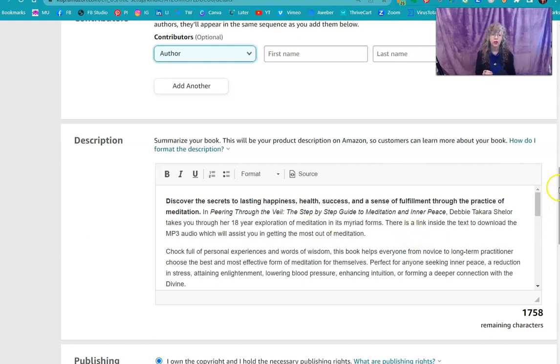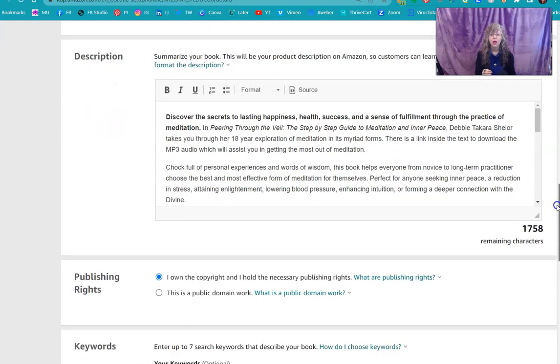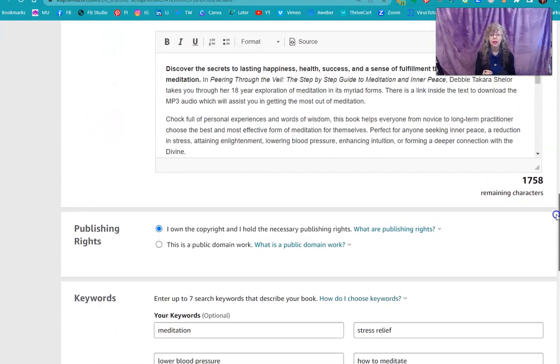And those generators are available online. And then publishing rights. Do you own the copyright to this material? Now, if it's unique to you, if you wrote it yourself, the answer there is yes, I own the copyright. It's my unique words, okay? But it could be public domain.